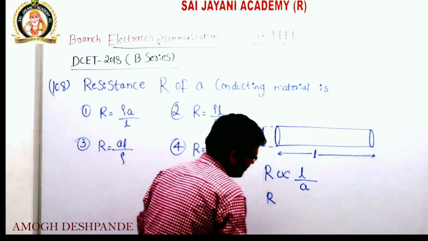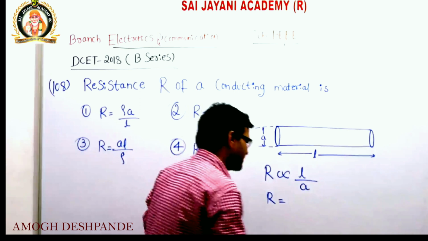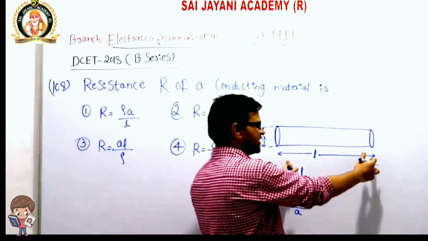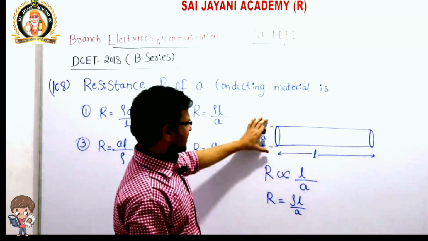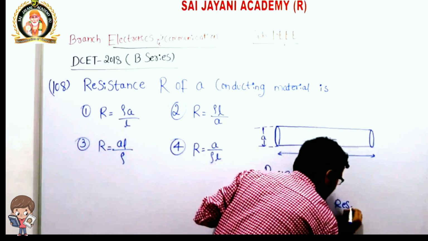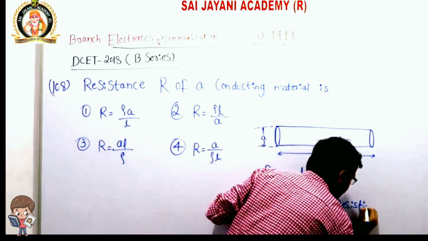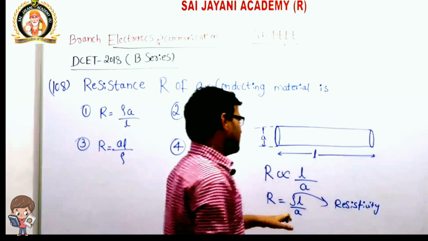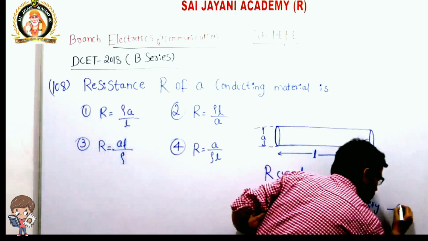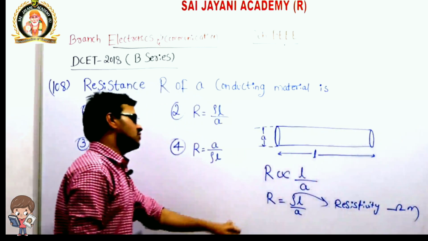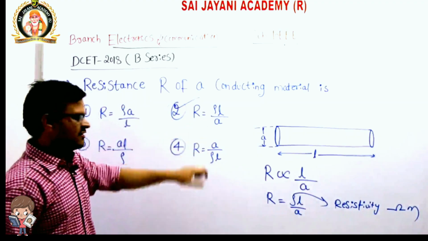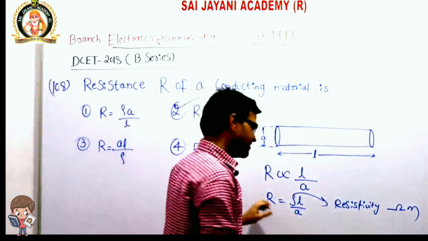If we rewrite this equation, R is equal to rho L by A, where L is the length of the conducting material, A is the area of the conducting material, and rho is the resistivity of the material. Resistivity depends on the nature of the conducting material, and its unit is ohm meter. So the right option is the second one, R is equal to rho L by A, where the SI unit of resistance is ohm.